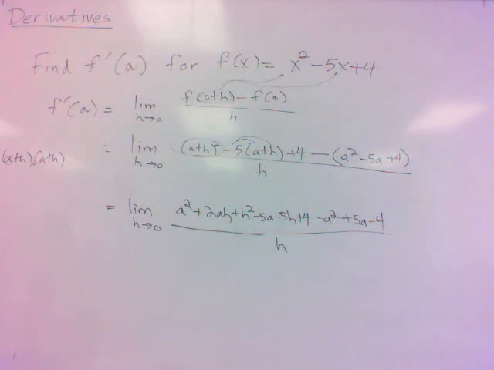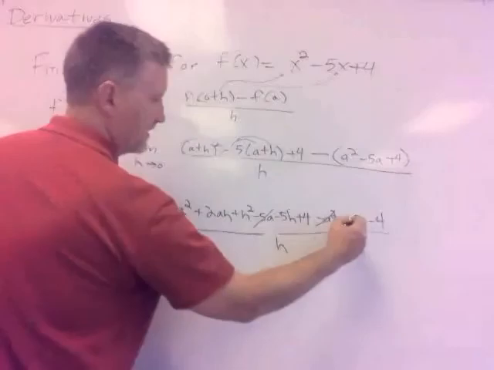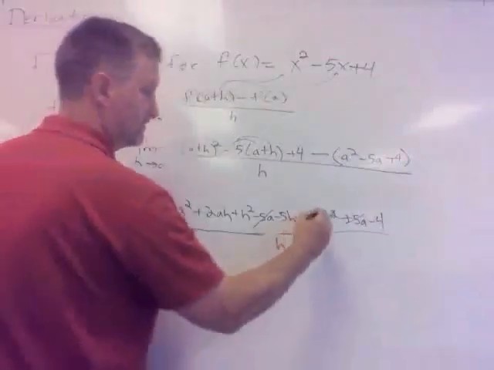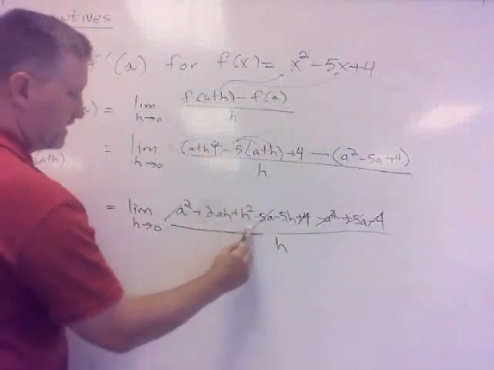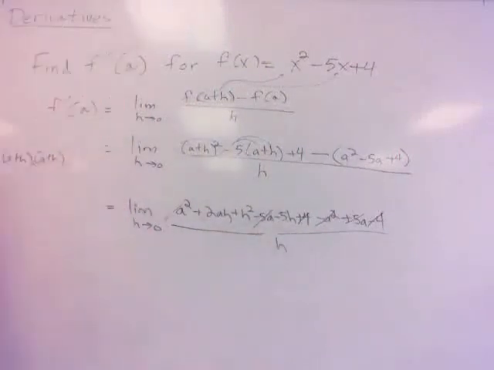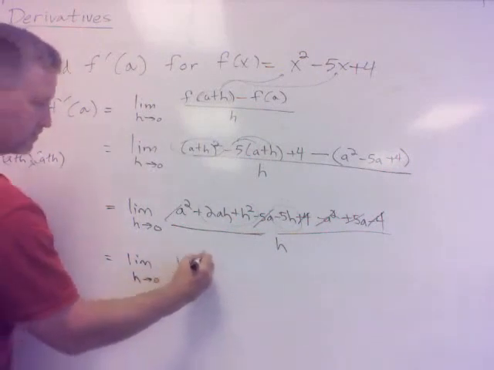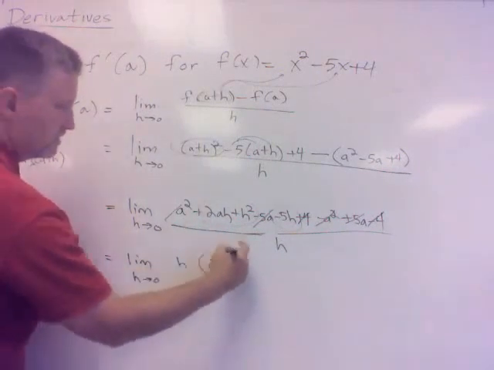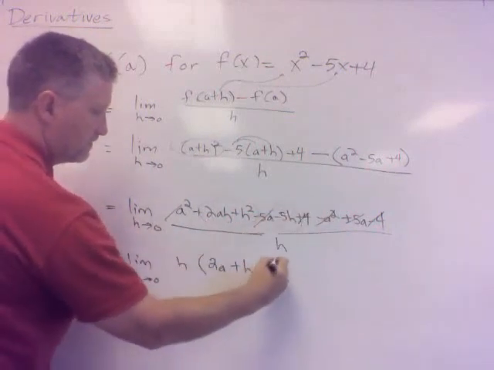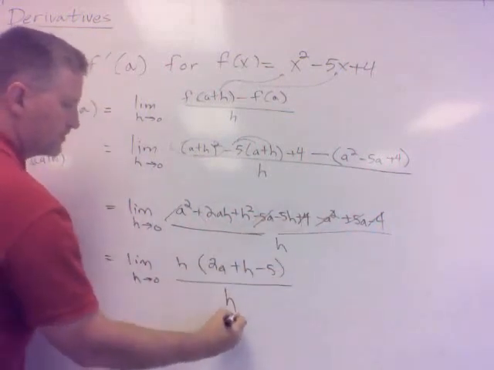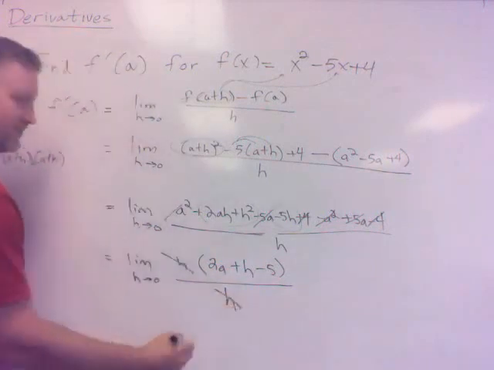Nice things happen, right? The a squareds cancel. I got a minus 5a, I got a plus 5a, I got a plus 4, I got a minus 4. What's left? Well, I got 2ah and h squared, and then I got a minus 5h. Looks like an h can come out of those, doesn't it? Pull an h out of that, so it'll be 2a. H out of that will be plus h. H out of that will be minus 5. The h's cancel.